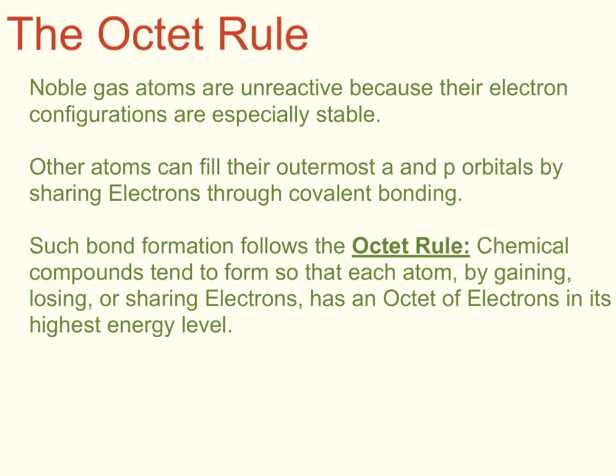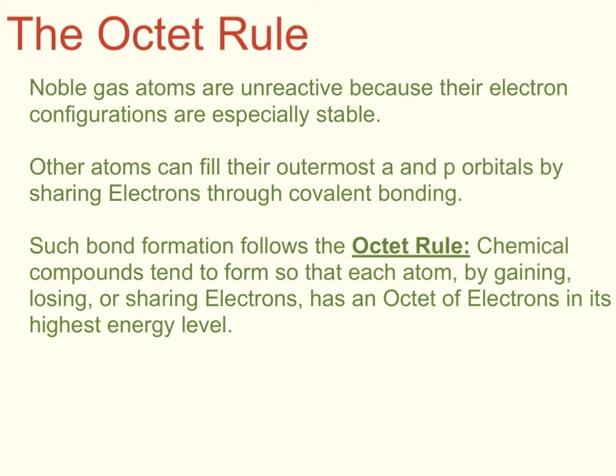So the octet rule says that atoms want to have 8 electrons in their outer shell. The reason is that noble gas atoms are unreactive, and they're unreactive because their electron configurations are especially stable. Their electron configurations are stable because their valence or outer shell is full of electrons. So other atoms can fill their outermost s and p orbitals by sharing electrons through covalent bonding, and this bonding formation follows the octet rule. The octet rule says chemical compounds tend to form so that each atom, by gaining, losing, or sharing electrons, has an octet of electrons in its highest energy level.